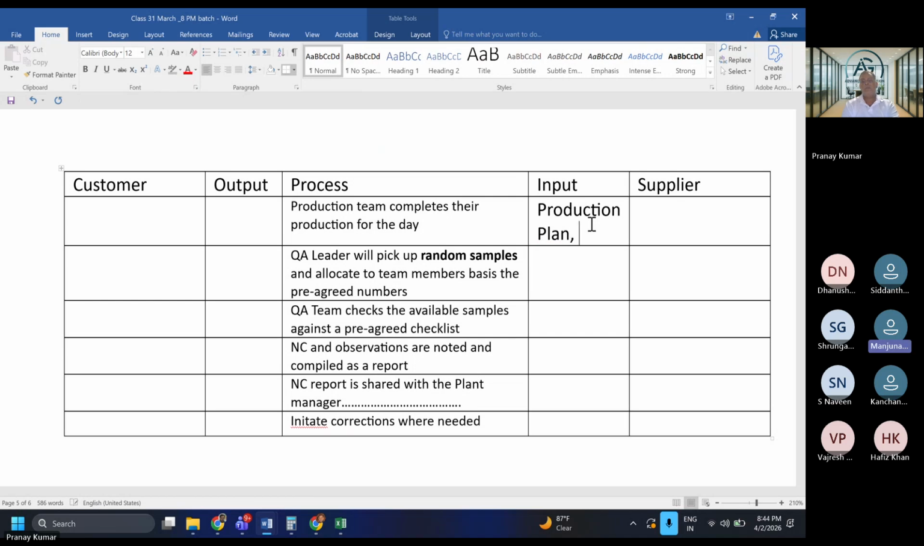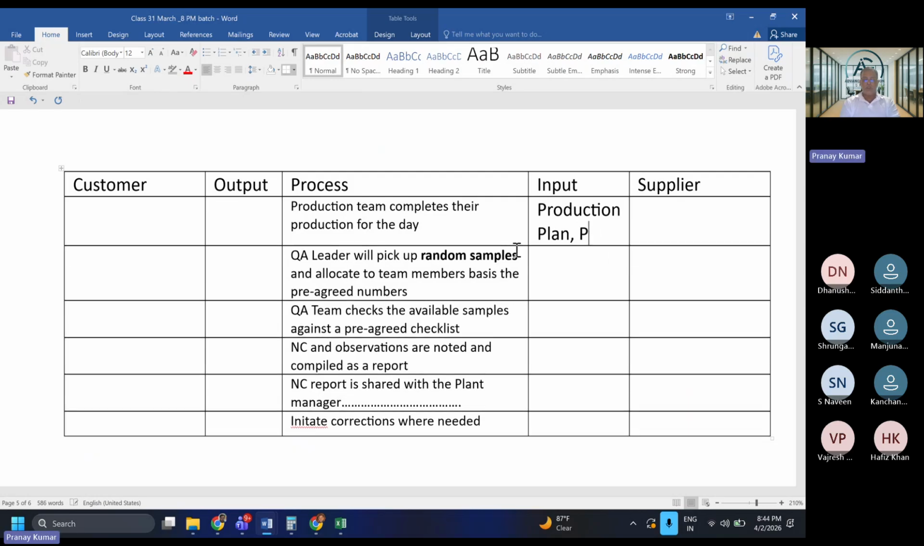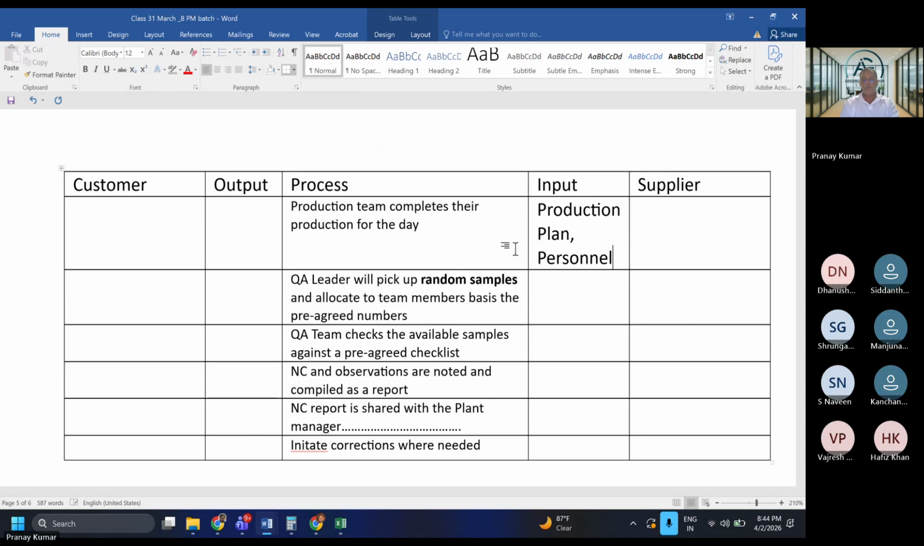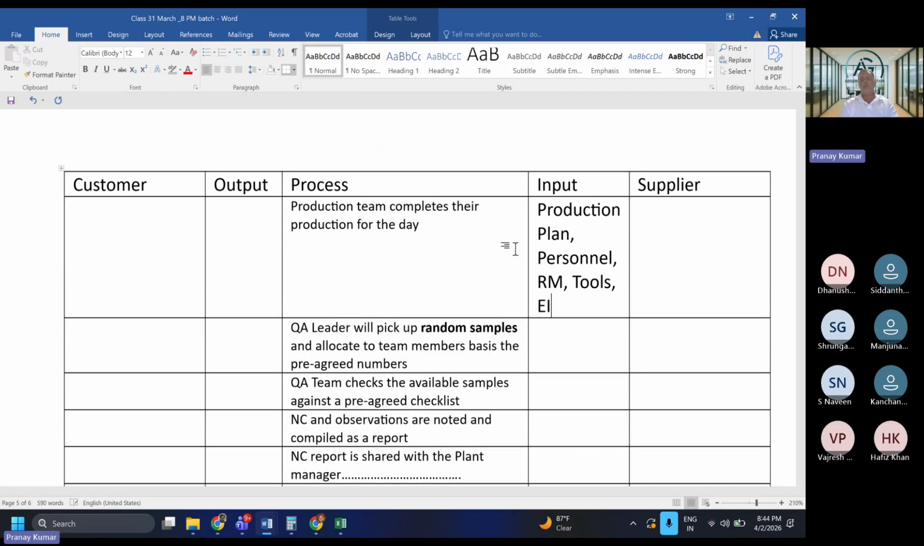Materials. So first thing, the plan. First, I'm saying that someone has given me a production plan. This is how much we have to produce today. Yes. I need to have the available personnel. Like you were saying, I need my raw material. I need my tools. There would be some work instructions. So whatever you need.